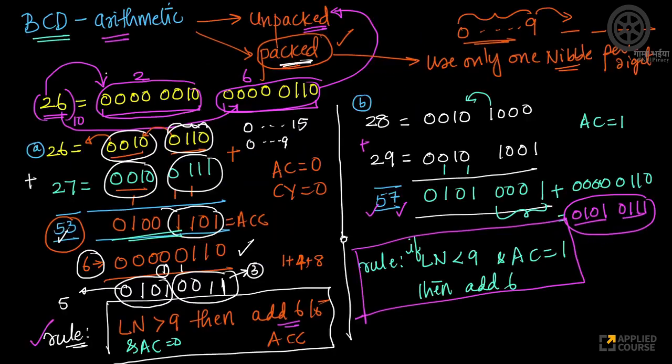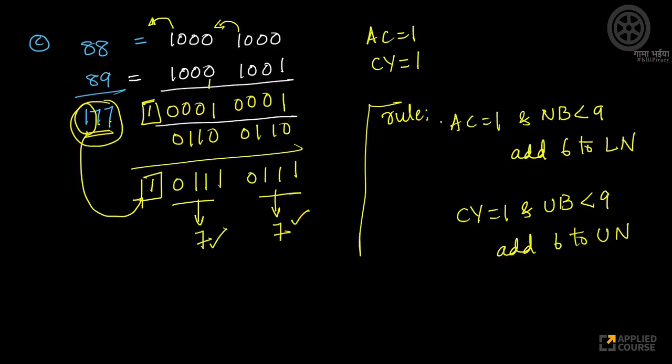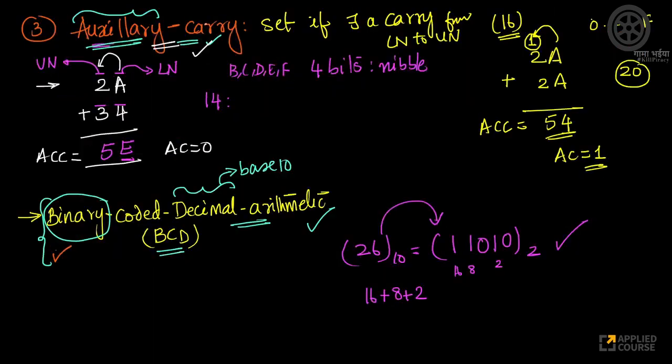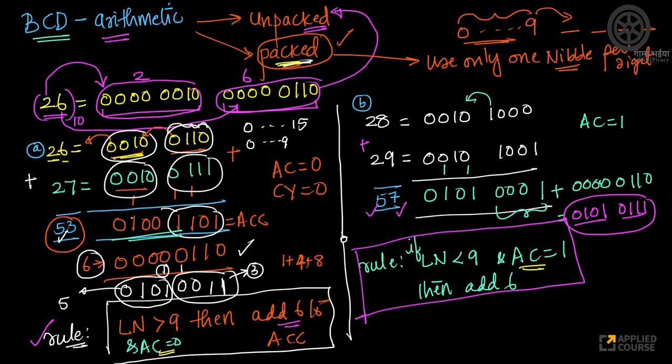So whenever we are performing binary coded decimal arithmetic, we convert each of the binary numbers to packed form. Remember, we are using packed representation where we use one nibble per digit. And remember, in my rules, I'm using the auxiliary carry here, here also, and even here. Here I'm also using the value of carry. So auxiliary carry is a very useful bit in addition to the carry bit whenever you want to perform operations in binary coded decimal arithmetic.